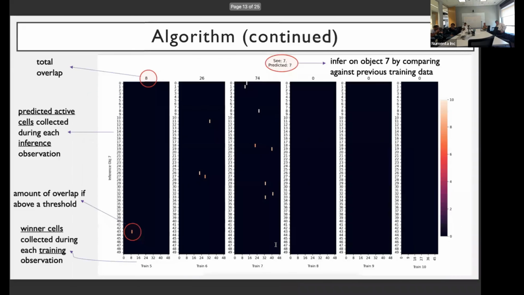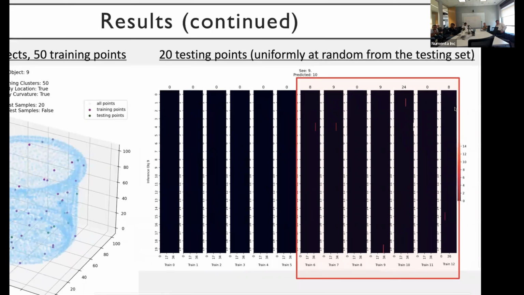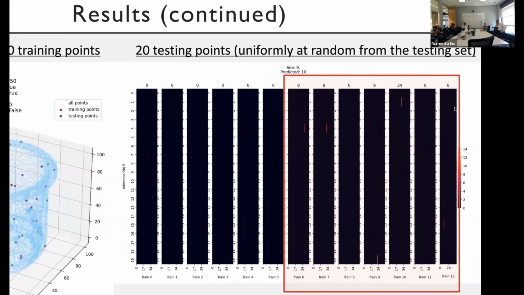Yeah, I think that's correct. Okay. This is a case where it didn't work, and that's if I used too few testing points. So I still have the same 50 training points, the same 13 objects, and the object here is a cup. But I only use 20 testing points. And here there's quite a bit of ambiguity about which object it could be.